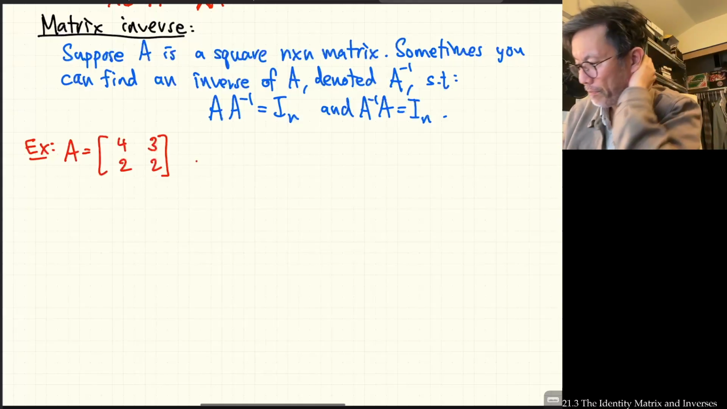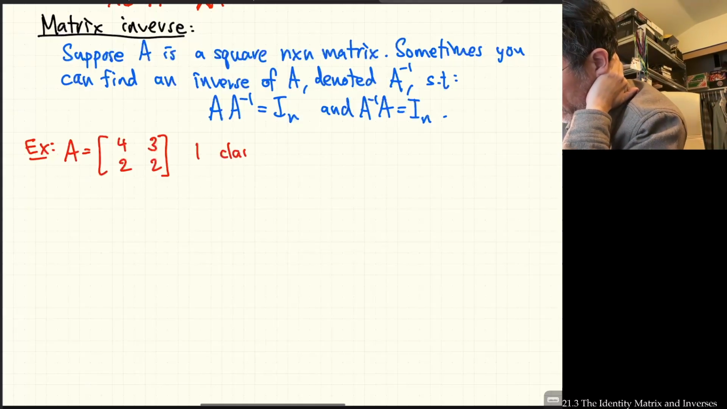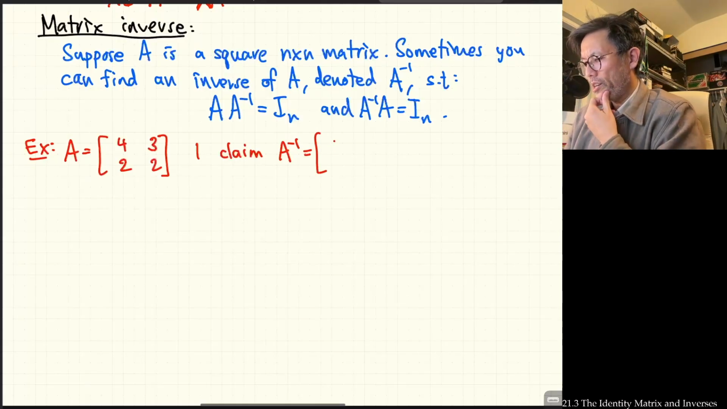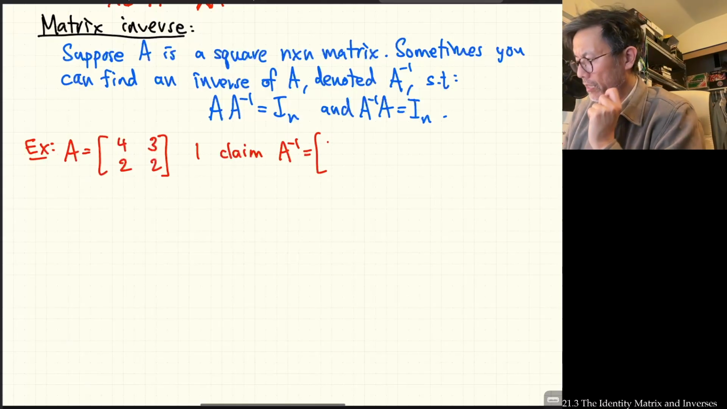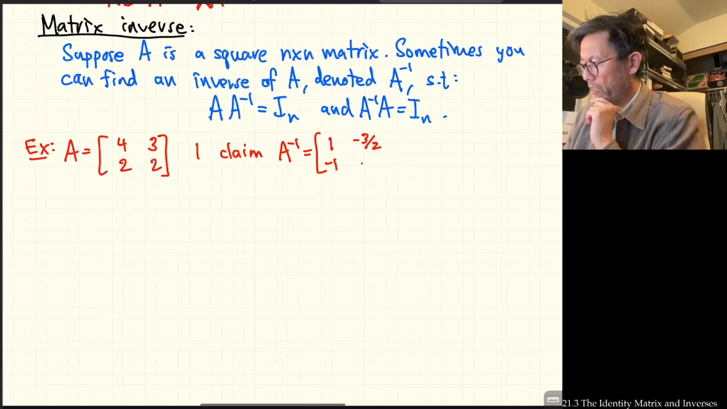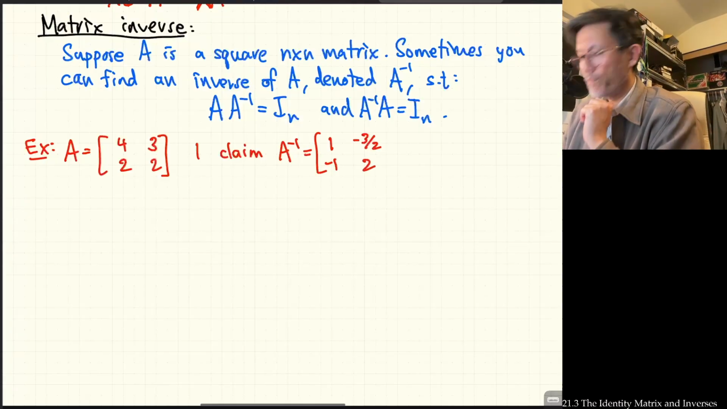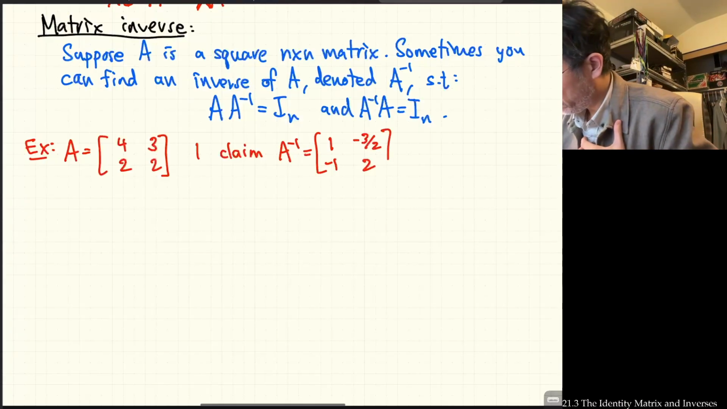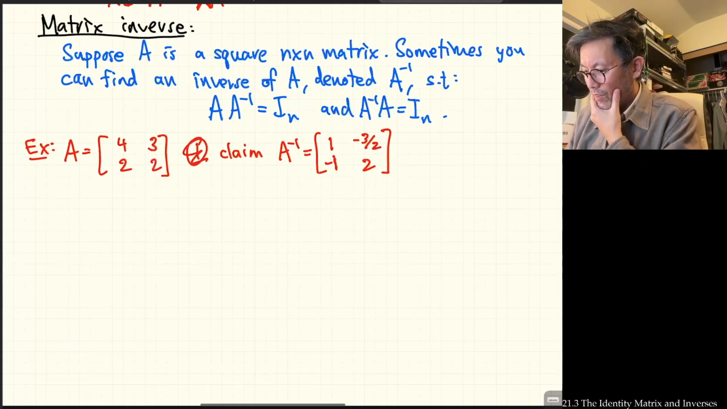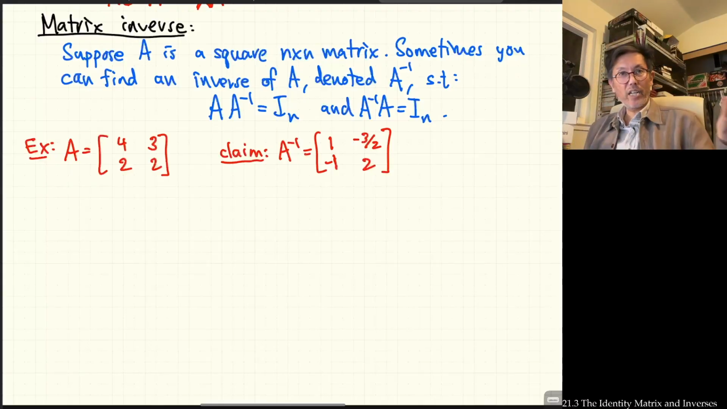And now I claim that A inverse is going to be the matrix 1, negative 3 halves, negative 1, 2. Okay? So this is my claim. I'll just call it a claim. How can I check this claim?